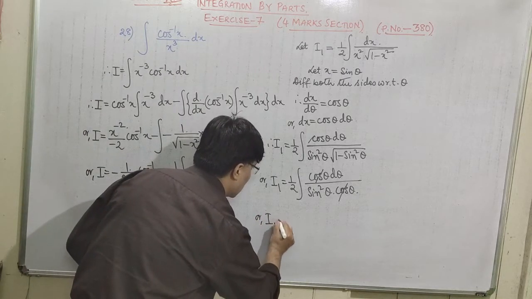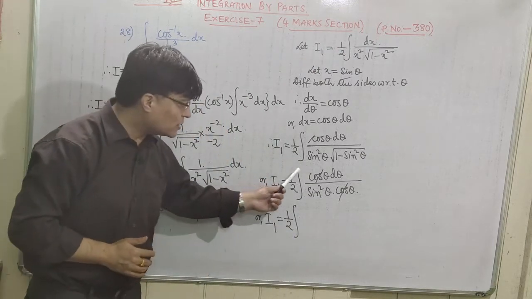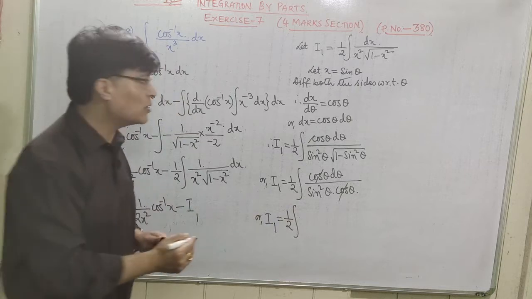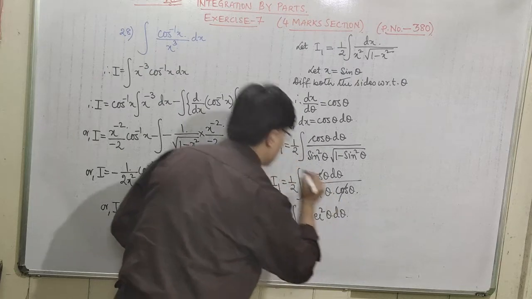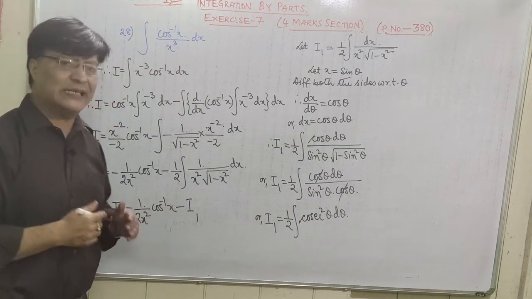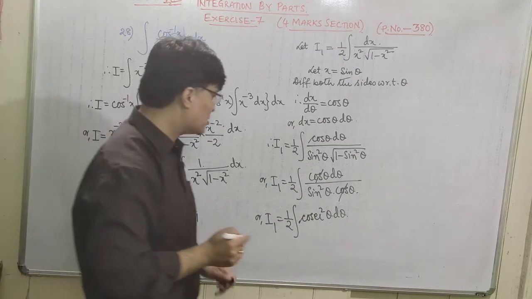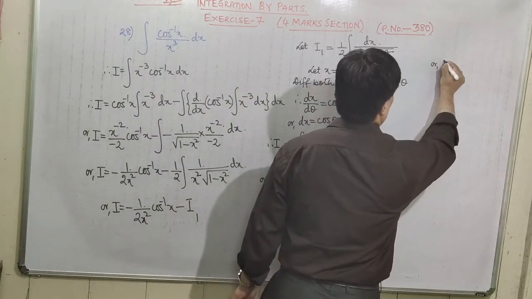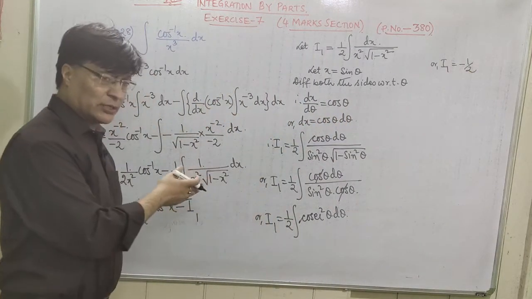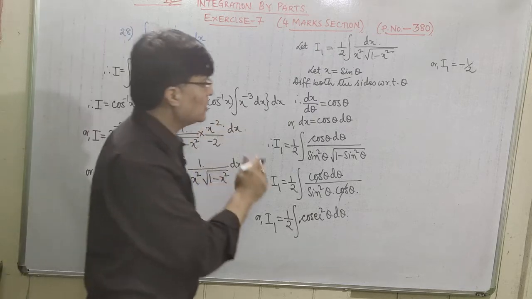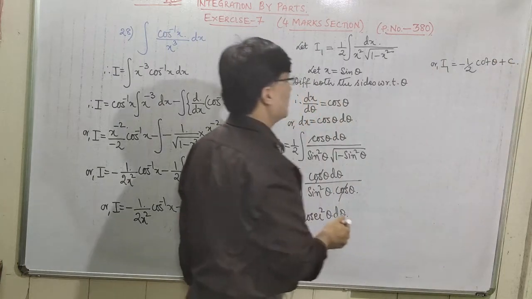Now I1 is equal to half integration of, let us simplify it. What is 1 upon sine square theta? It is cosec square theta. So this is cosec square theta d theta. Now you can easily integrate this. What is the integration of cosec square theta? It is minus cot theta. You know that, isn't it? So I1 is equal to minus half cot theta plus c.